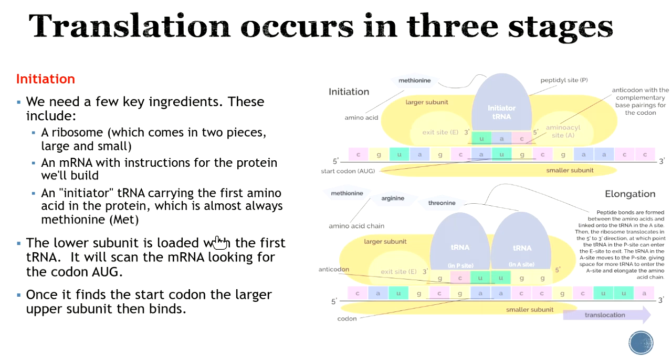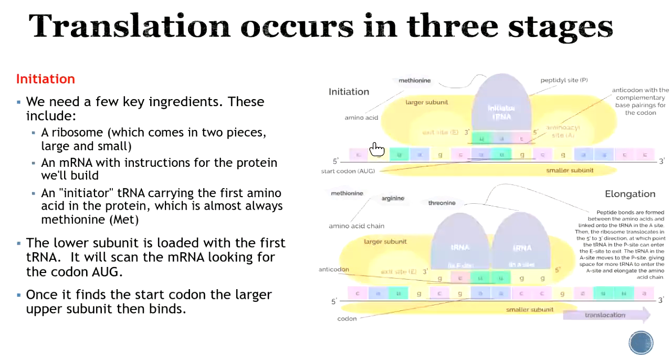Just like with replication and transcription, we've got to start it, we've got to grow it, we've got to stop it. So let's talk about how we start this. We need to make sure we have our ribosome. We're going to have a small subunit and a larger subunit. They're not going to be joined together at first. Eventually, we're going to have the small subunit by itself, and we're going to have to build this little sandwich in a way.